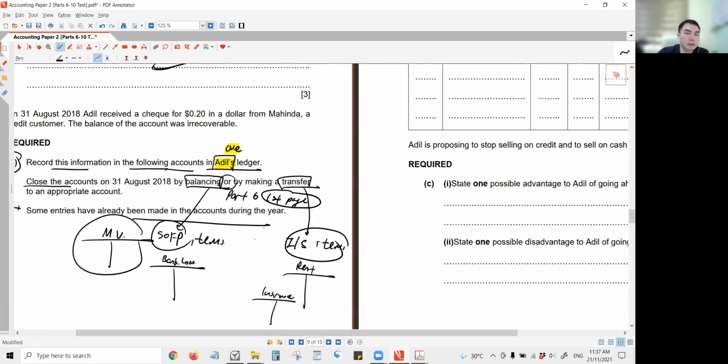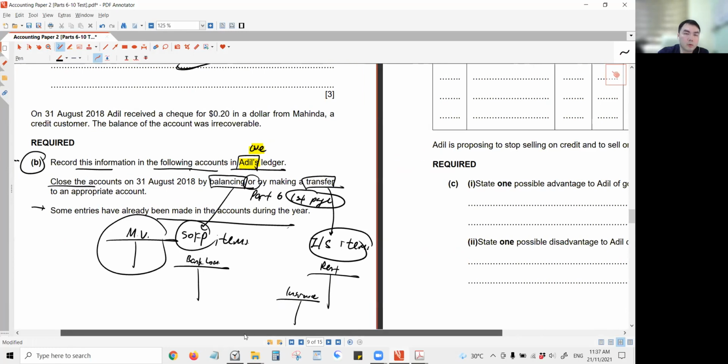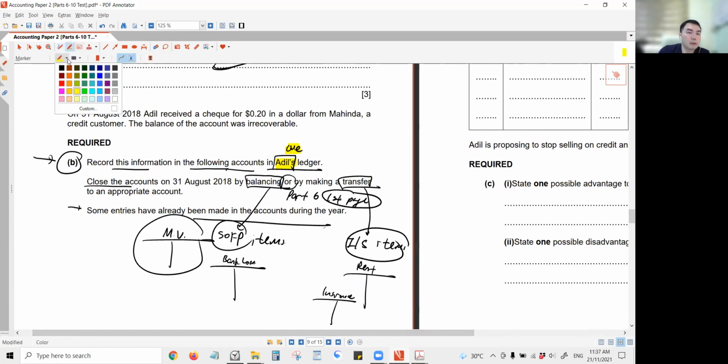The challenge of this question is interpreting one line. This line: a check for 20 cents in a dollar. This is not something that you will only see in accounting. This is a normal description in English, and once in a while you may see it in mathematics also. I remember I saw this before in mathematics. So we have to understand what is meant by 20 cents in a dollar. I will interpret it for you again.